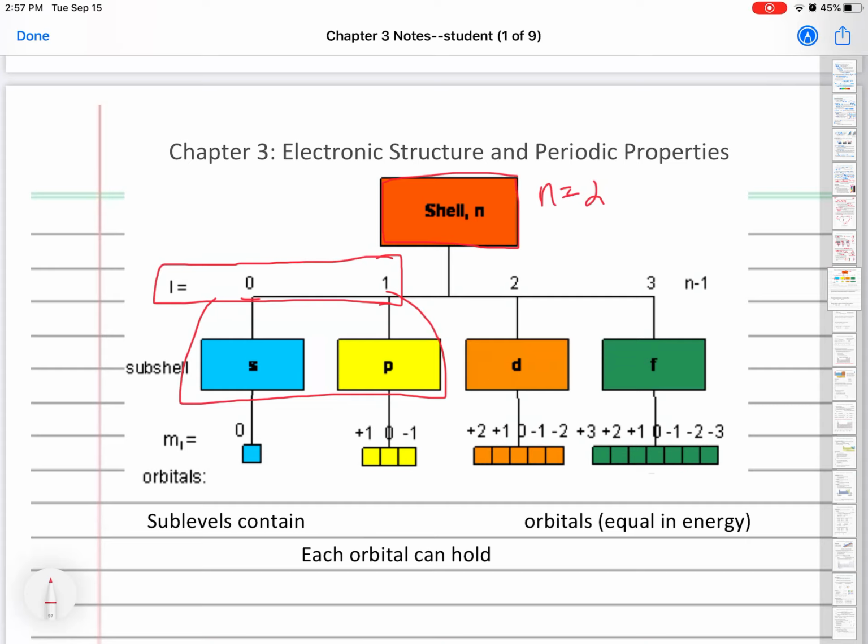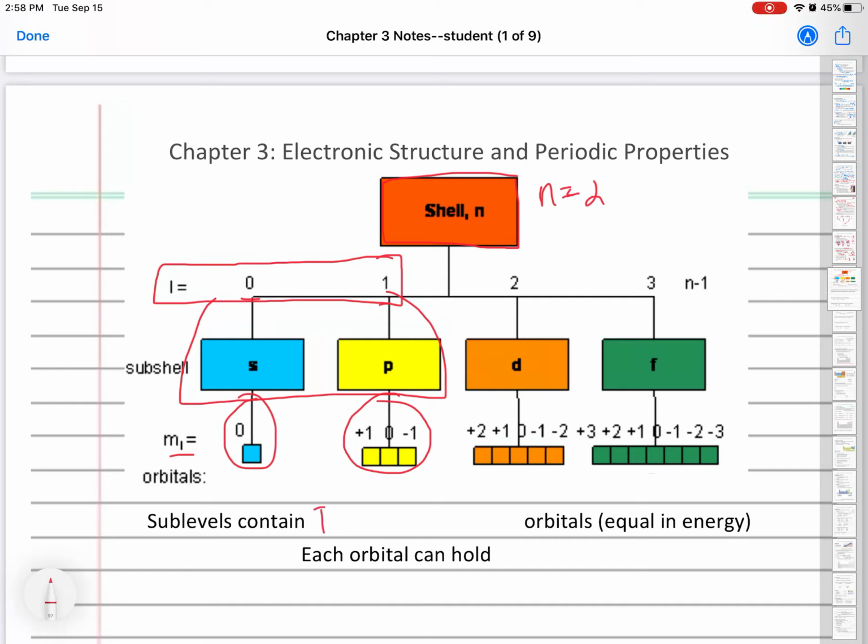and P. The subshell S has only 1 possible m sub l value, meaning it has 1 orbital, whereas the subshell P has 3 possible m sub l values, which means it has 3 orbitals. Those orbitals are represented by these little boxes, and notice that these boxes are sort of in line with one another.